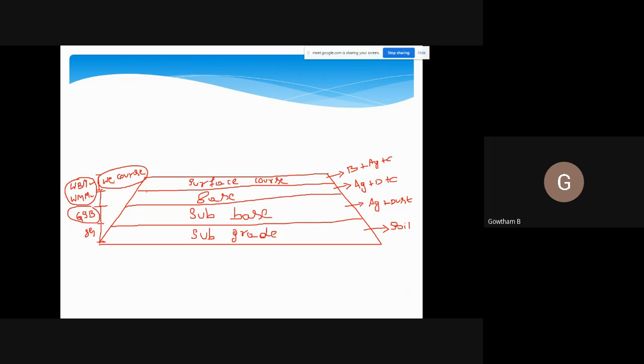After this, coming to subbase or granular subbase, how we are going to put this layer. That means the step by step procedure involved in the construction of the subbase layer. What we have to do first, how we have to put the aggregate, how much compaction we have to give it, and what density value we have to get after compaction.